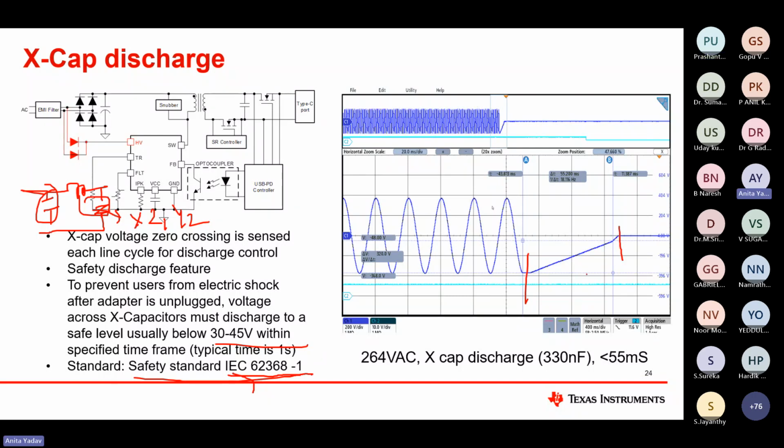Here we can see that it's almost coming to 0 volt within less than 55 milliseconds. The X cap used here is 330 nanofarad. The waveform from where I have taken this, I will go into detail in the next slides. Any more questions before I go into the reference design? I will deep dive into the design from now onwards. Any questions so far?